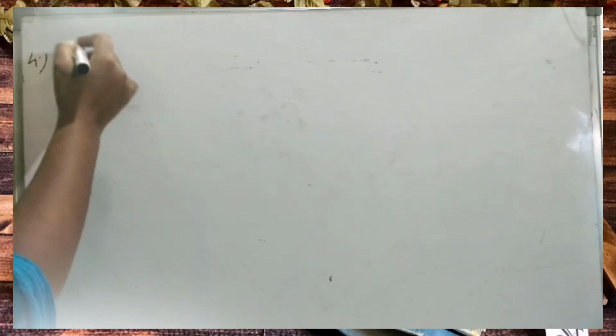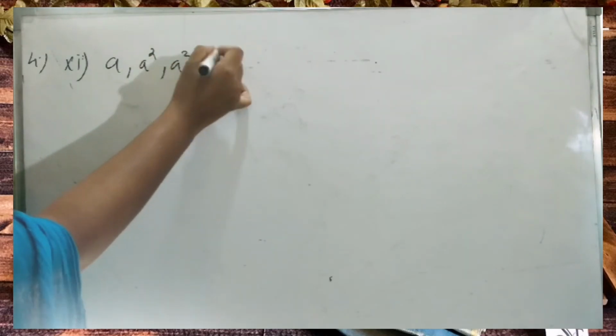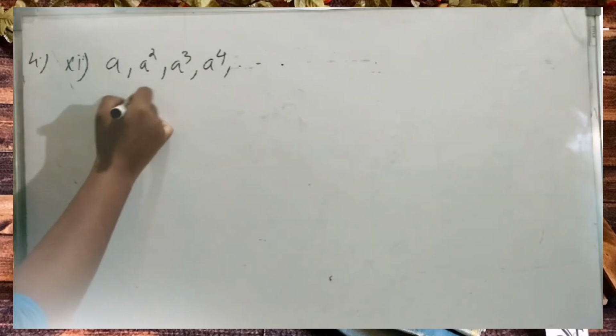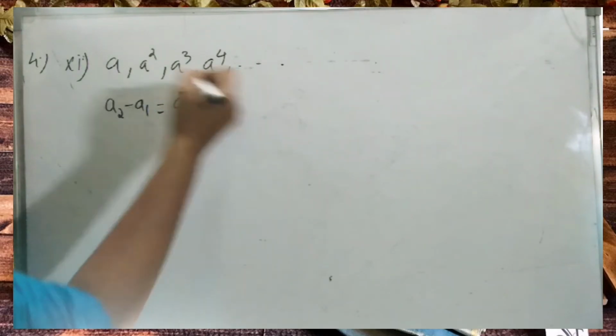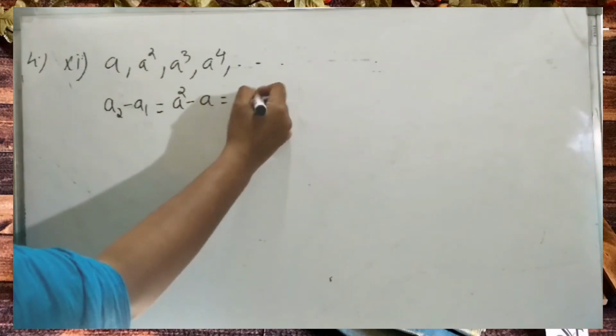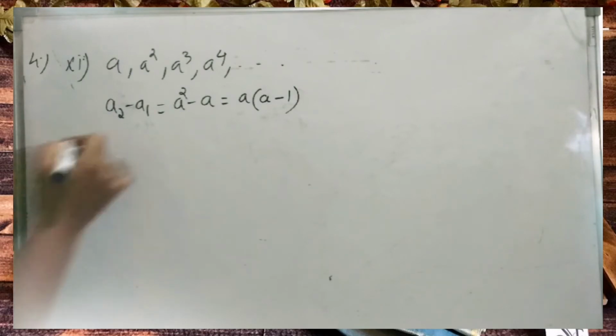Eleventh question. a, a square, a cube, a raised to 4, etc. So a2 minus a1, that is equal to a square minus a. In a square minus a, a is common, so we can take it outside. Then in the first term a will remain, and in the second term 1, so a into a minus 1.